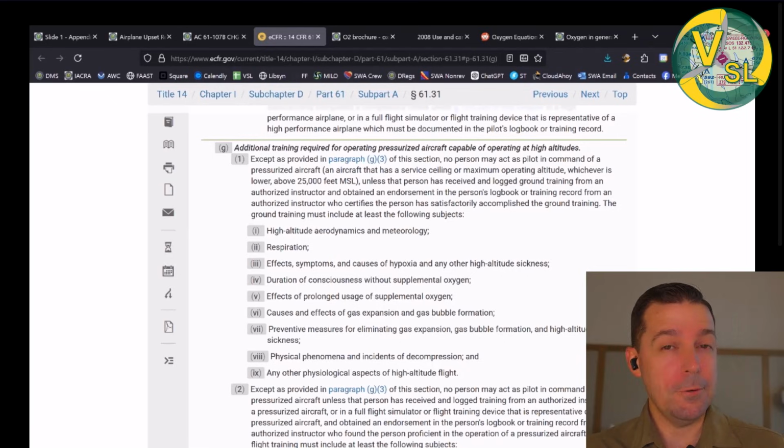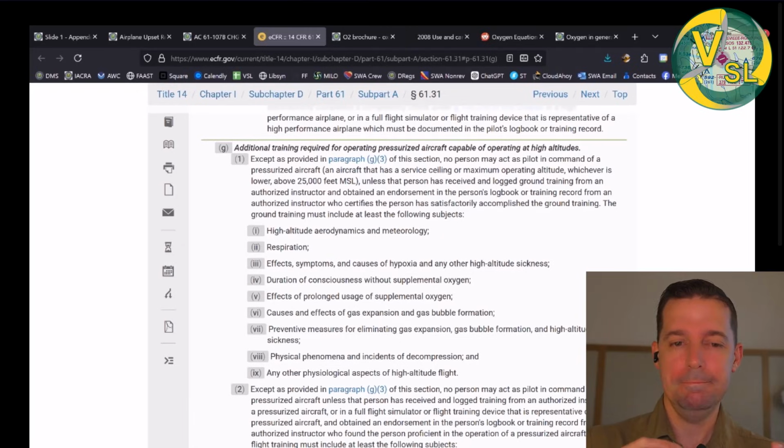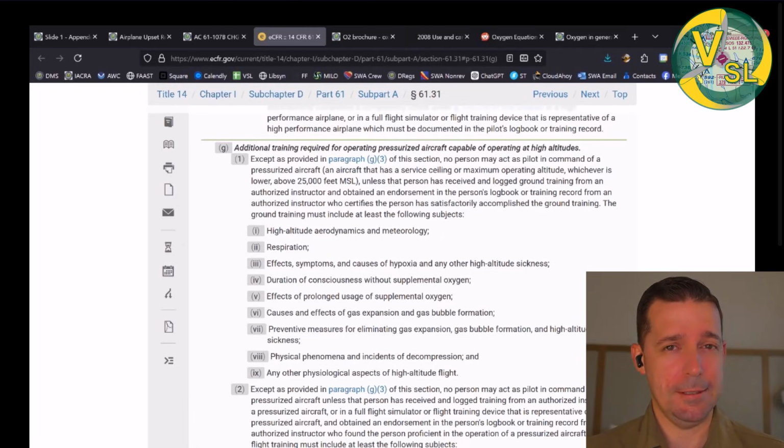There are a few aircraft, especially general aviation pistons, that may be high performance, complex, and pressurized, but may not have a service ceiling above 25,000 feet. So there may be some aircraft you don't technically need a high altitude endorsement to fly, but I really wouldn't recommend flying any pressurized aircraft without having gone through this training.